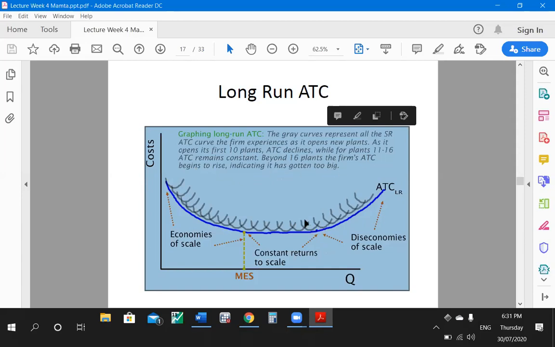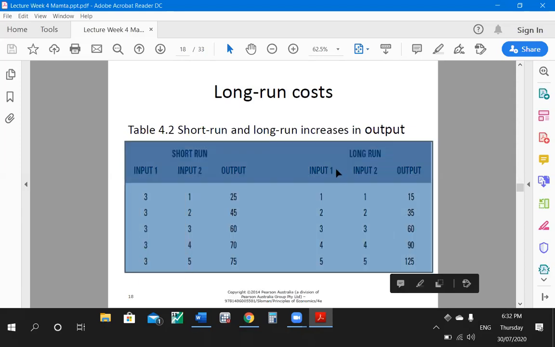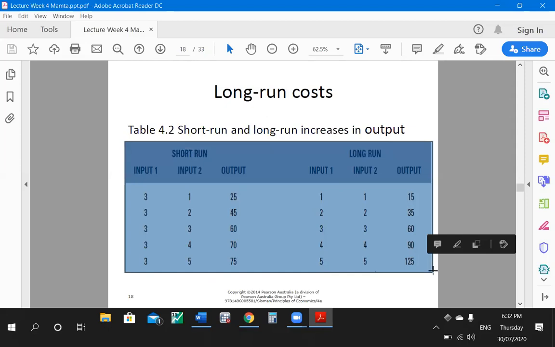So it means the business is becoming very big. Maybe they open another new plant, and that's why their average total cost is too high. So they show you here the long run and the short run. In the long run, all the inputs can change. In the short run, one input remains the same while the other input is changing. Here, input 1 and 2, both of them are changing. And the output is here.